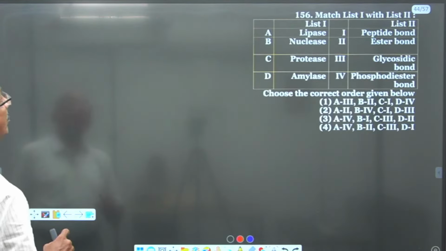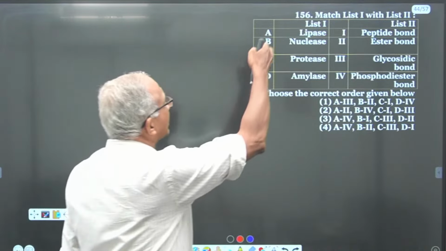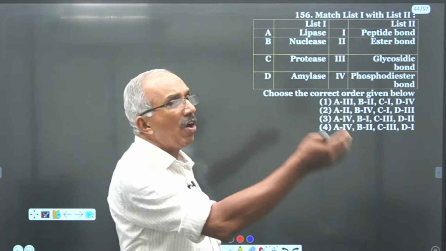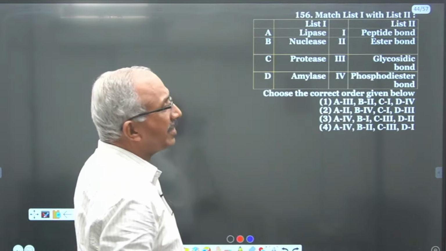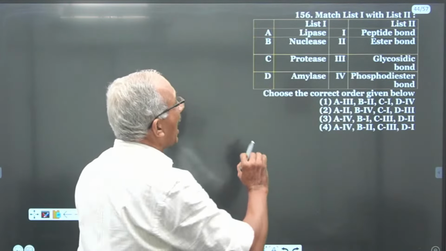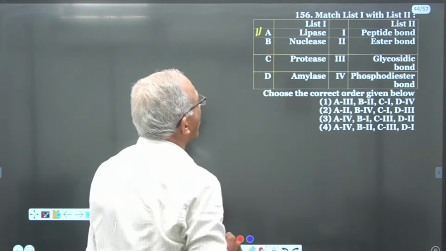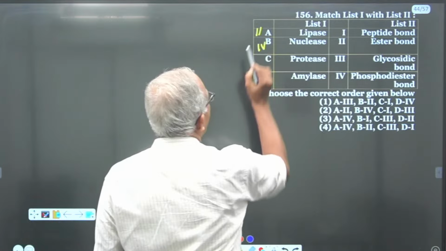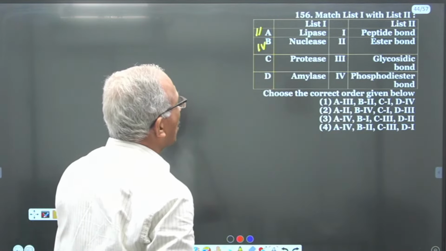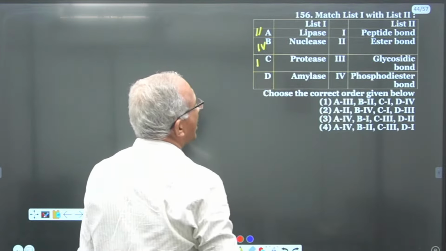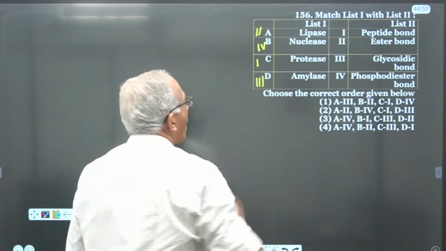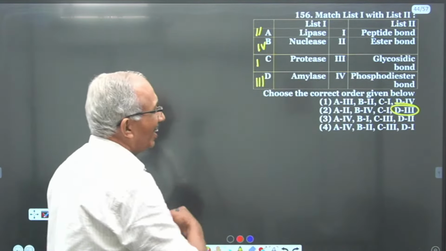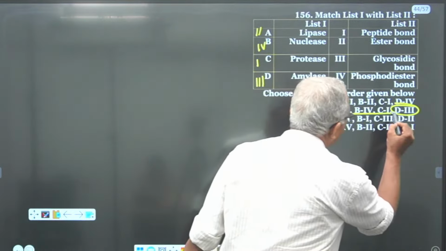Next, here enzymes are given in list 1, and what type of bond they break is given in list 2. Lipases act upon lipids, and they break the ester bond. Nucleases act upon nucleic acid, and they break phosphodiester bond. Proteases break peptide bond. Amylase breaks glycosidic bond. Dear students, there is only one option with D3. Answer is option 2.